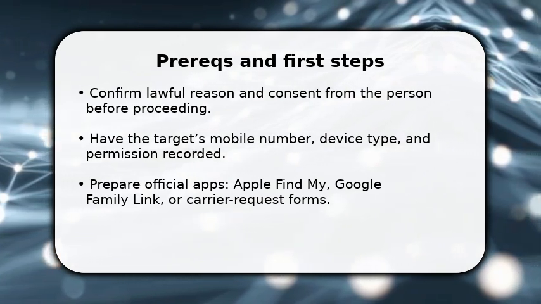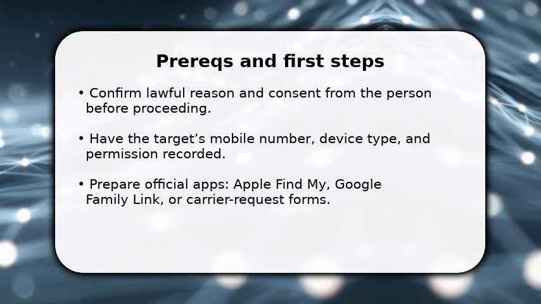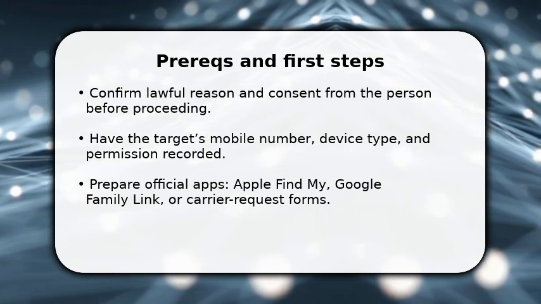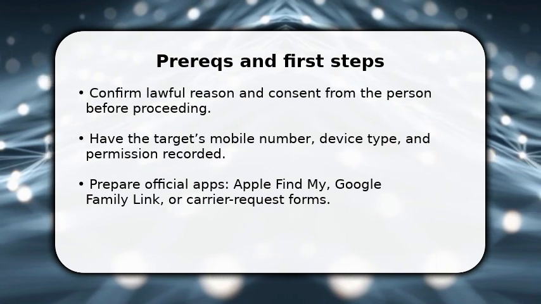Next, install or open the official service: Apple Find My for iPhone, Google Family Link or Maps for Android, or prepare to contact the carrier with consent. Make sure permissions and sharing settings are visible. Without them, you cannot proceed lawfully.